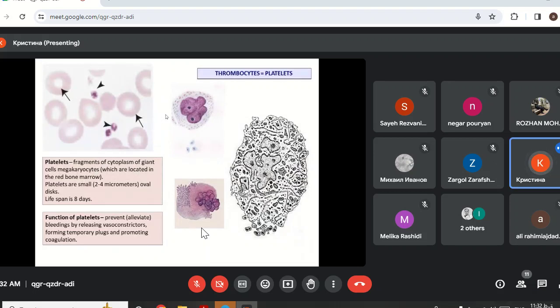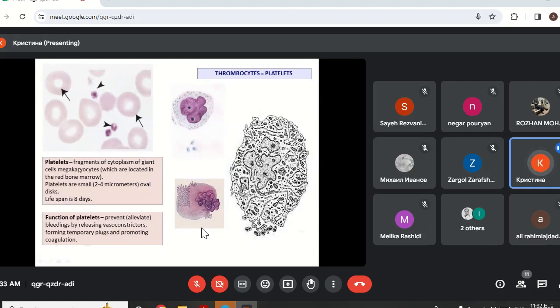Next, thrombocytes or platelets. Here you can see how they look in a blood smear. They are about 2 to 4 micrometers, which means that they are much smaller than erythrocytes. Here they are. And they are postcellular structures.